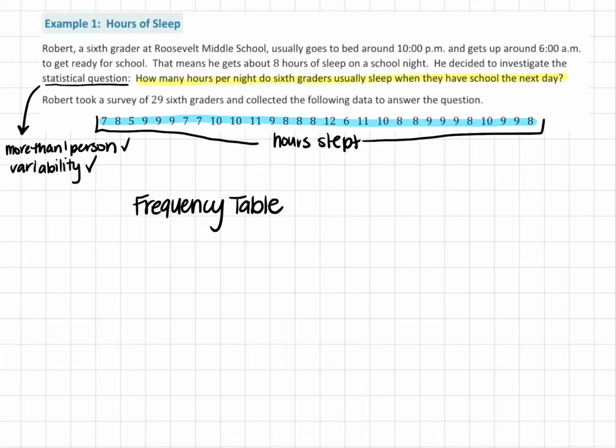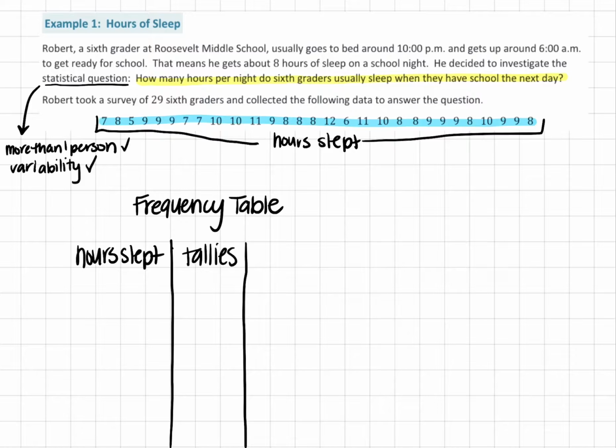A frequency table has 3 parts. It's going to have what the numbers represent, which in this case is hours slept. It's going to have a column for tallies. And those tally marks, remember, are just lines that help us keep track of how many of those hours we see. And then that last column is frequency. Frequency means how often did those numbers actually show up.